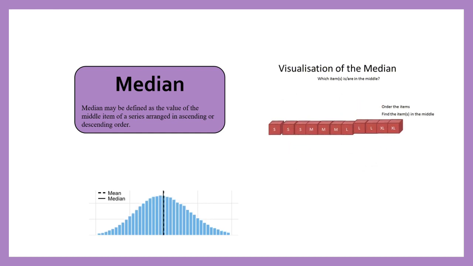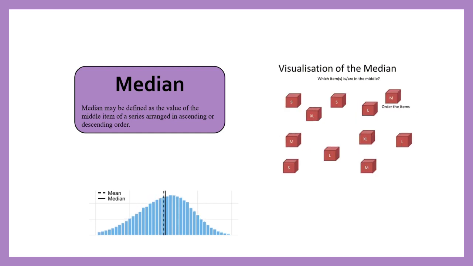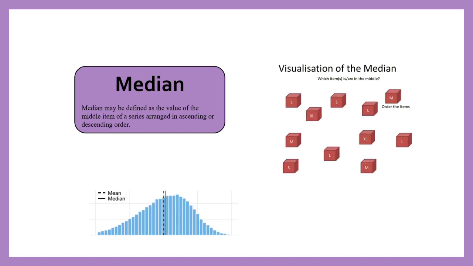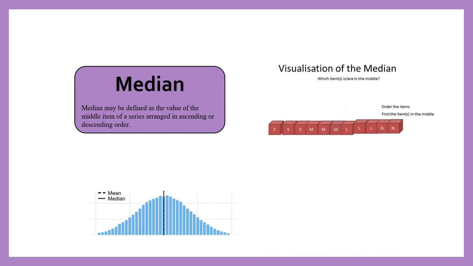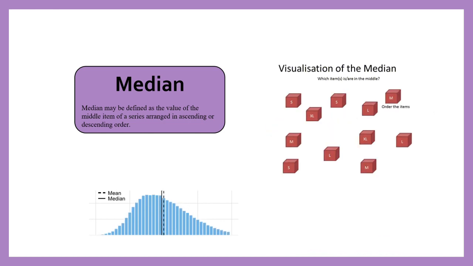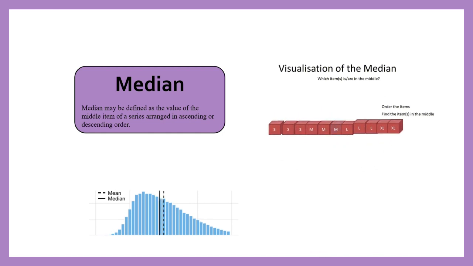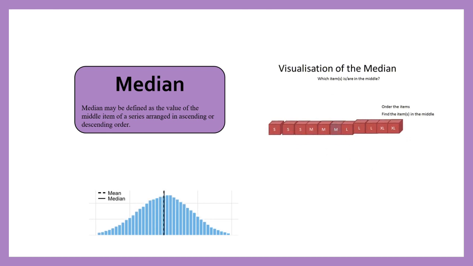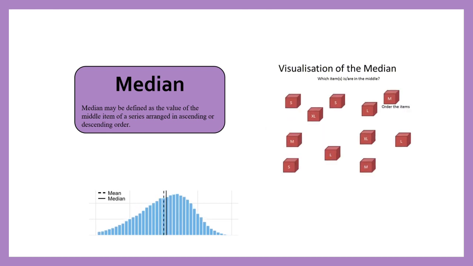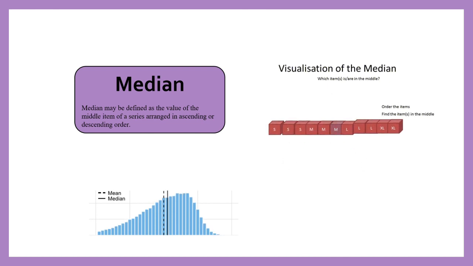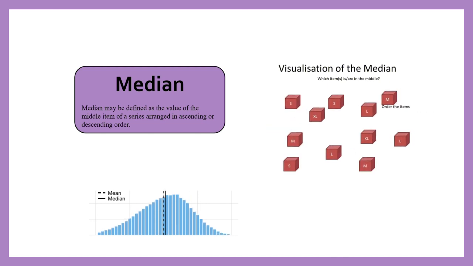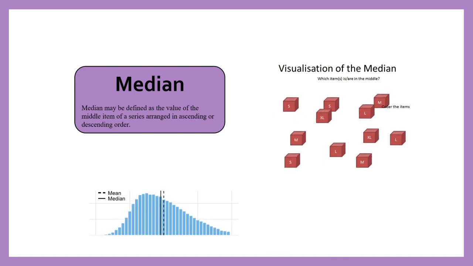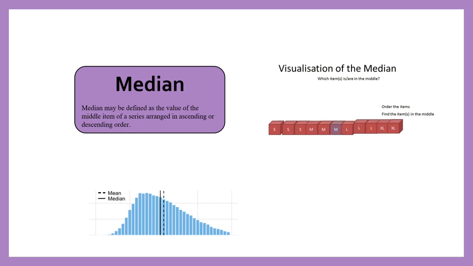Interpolation formula: M equals L1 plus L2 minus L1 upon F1 into m minus c if the series is in ascending order, M equals L2 minus L2 minus L1 upon F1 into m minus c if the series is in descending order, where M equals median, L1 equals lower limit, L2 is the upper limit, F1 is the frequency, m is the median item, that is n by 2th item, and c equals cumulative frequency of the class that precedes the median class.